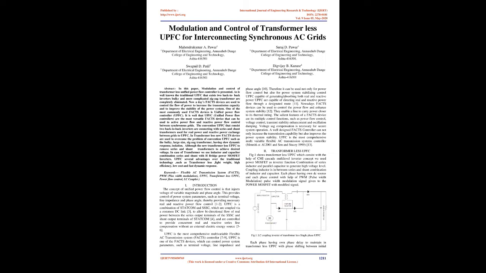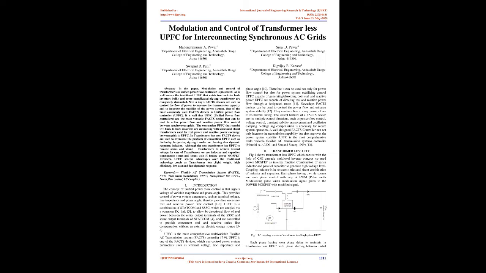As is well known, in the traditional UPFC there are two back-to-back inverters, and the bulky and more complicated zigzag transformer is completely eliminated. Nowadays FACTS devices are used to control the flow of power, to increase the transmission capacity and to improve the stability of the power system. One of the most commonly used FACTS devices is the Unified Power Flow Controller, UPFC.